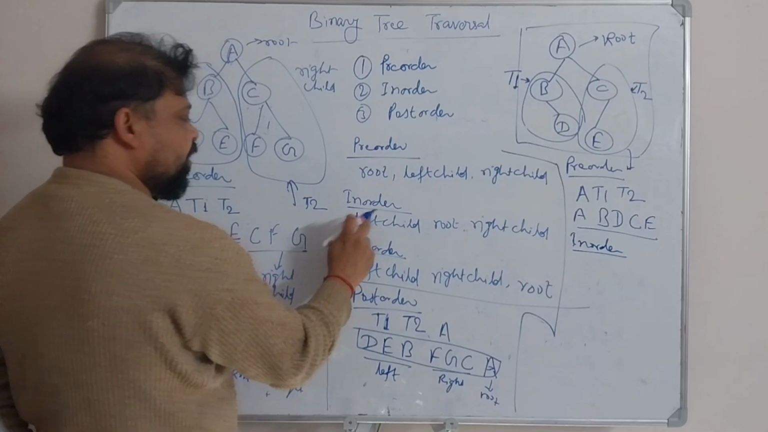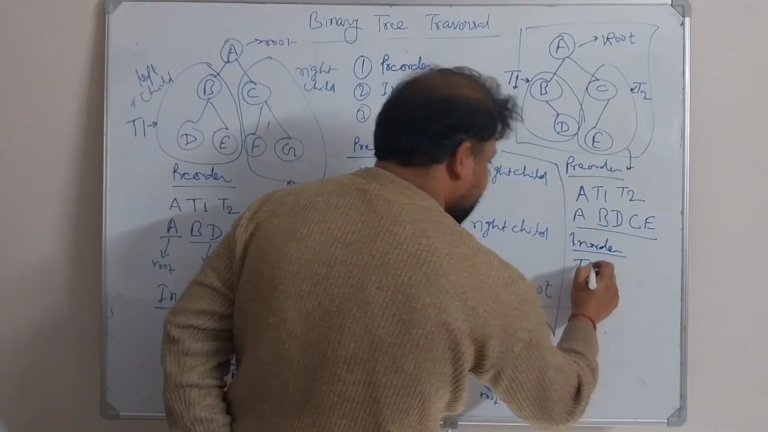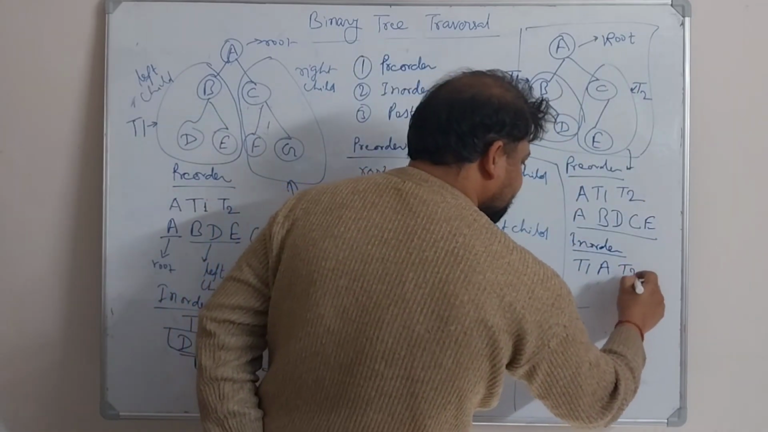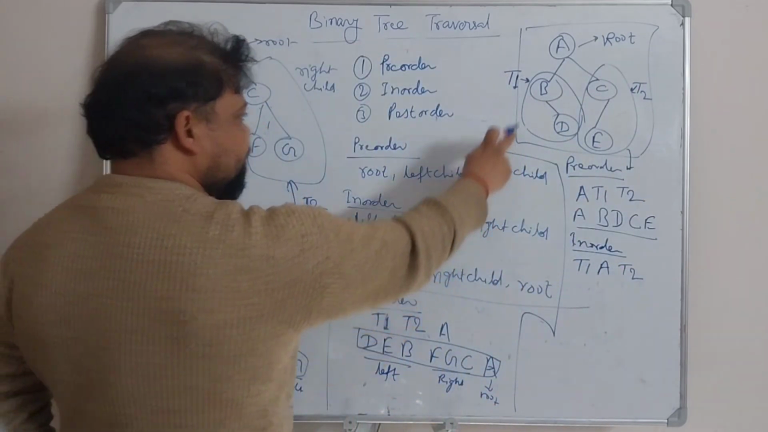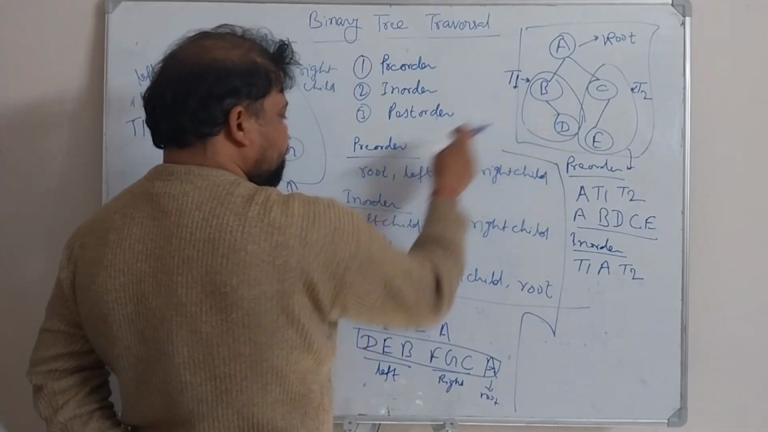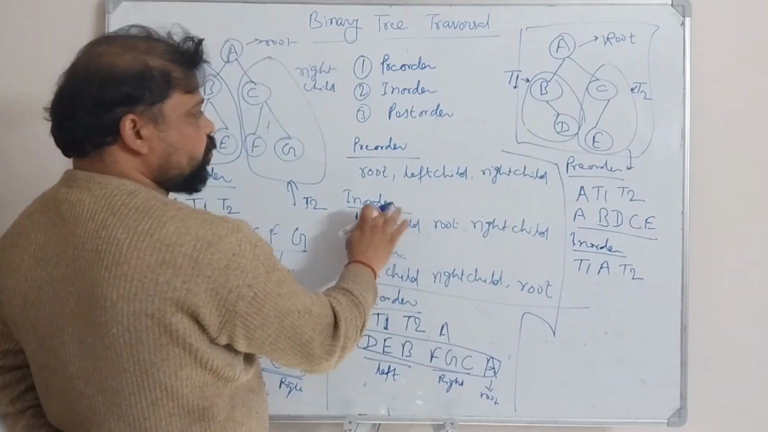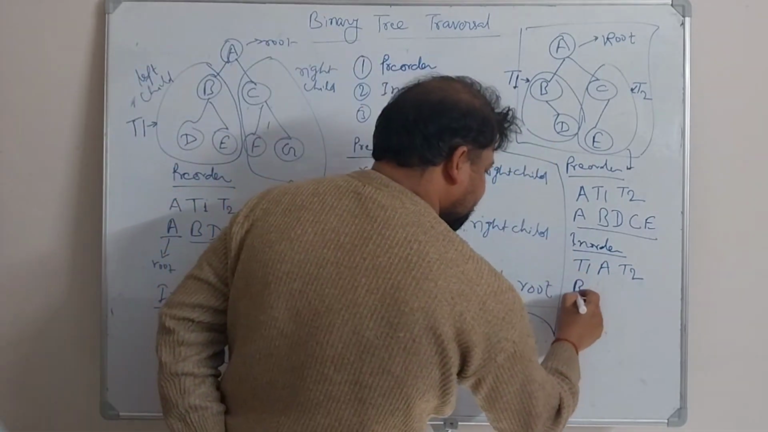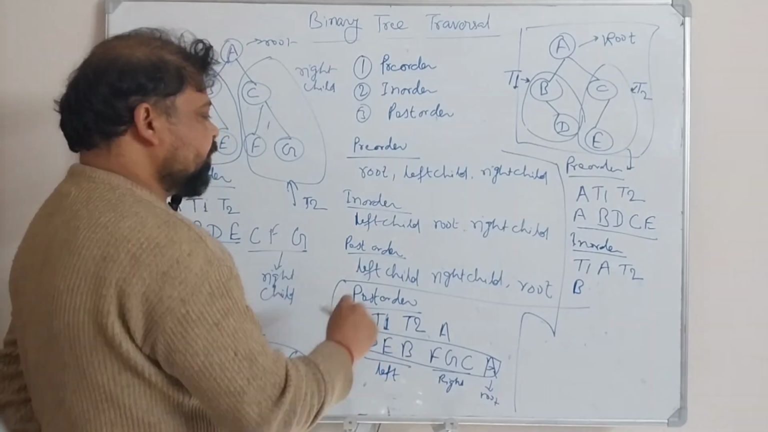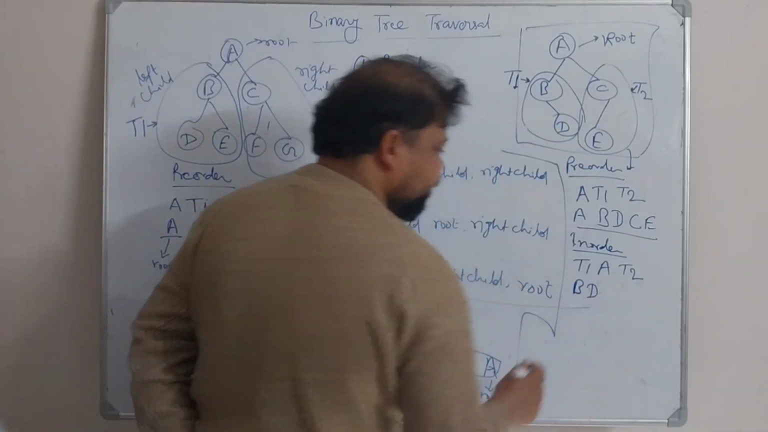In-order is left child first. Here the left child is T1. So it will go for T1, then the root, and then the right child, T2. Once again this T1 will be traversed in in-order manner. In T1, the left child is null, so leave that. Root is B, so I'll traverse B. And then the right side, that is D.